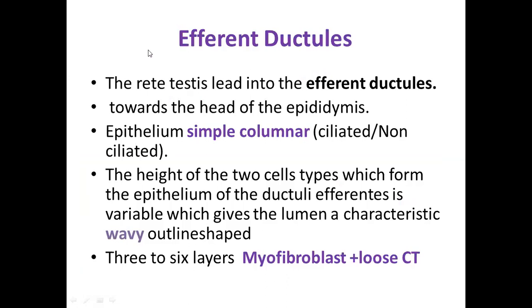They are lined by simple columnar epithelium, but these columnar cells are ciliated, and in between these columnar cells there are low-height cuboidal cells, as discussed in the previous point, that the height of the ciliated and non-ciliated cells varies. The ciliated cells are more columnar and the non-ciliated cells are more cuboidal. So they give a characteristic wavy appearance to the outline of the lumen. And outside there are 3 to 6 layers of loose connective tissue and myofibroblasts, which have the ability to contract.